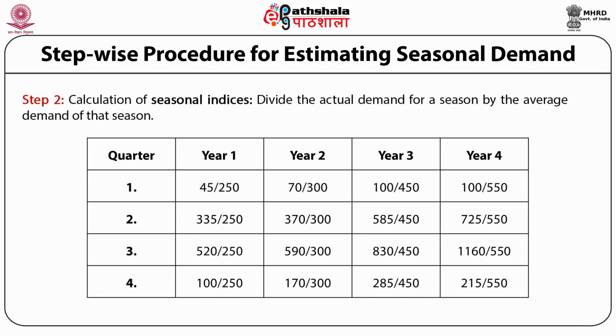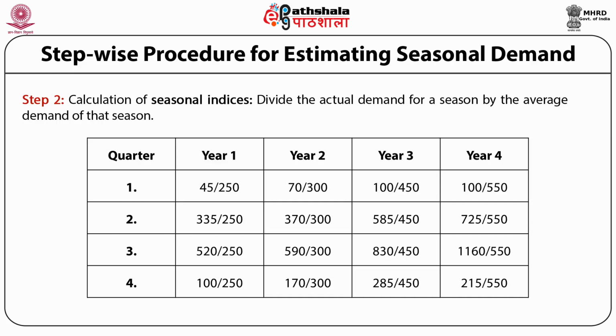Step 2 in the method of seasonal forecasting would be the calculation of seasonal indices, which is done by dividing the actual demand for a season by the average demand of that season. It has been shown in the following table. For quarter 1 in year 1, it would be 45 divided by 250. For the same year, the seasonal index for quarter 2 would be the actual demand, which is 335, divided by the average demand of that season, which is 250.